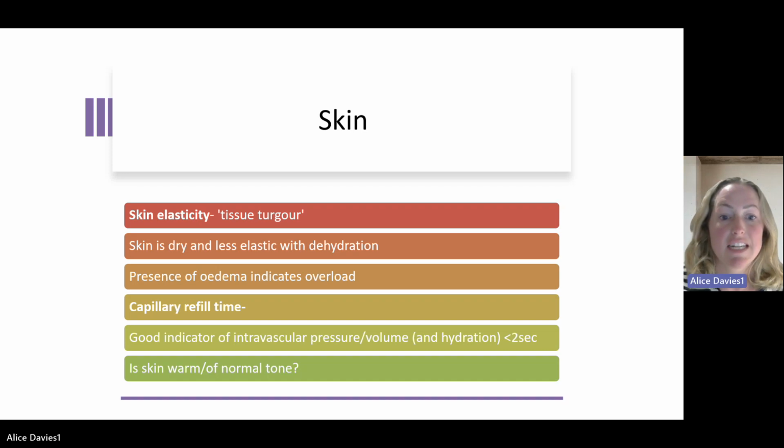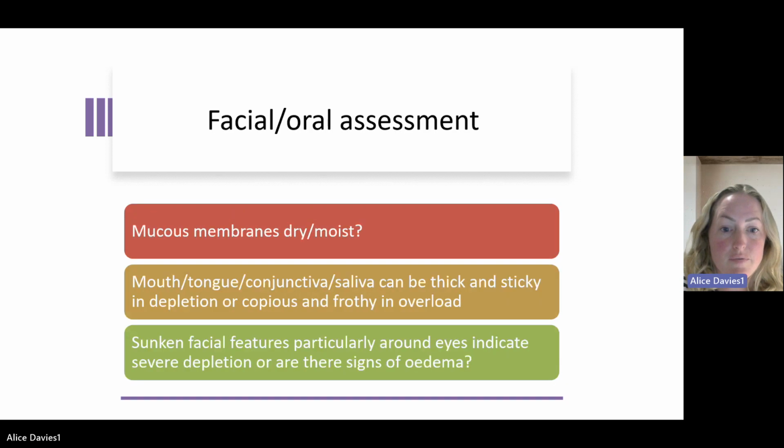We might look at her skin. So have we got skin elasticity, tissue turgor? Is the skin dry and less elastic because of dehydration? Is there a presence of edema, which could indicate overload? And what's her capillary refill time? Ideally, we want this to be below 2 seconds. Is her skin warm, and is her skin of a normal colour for her?